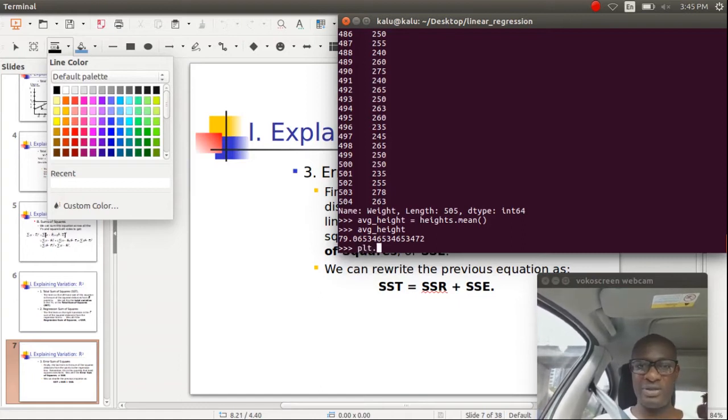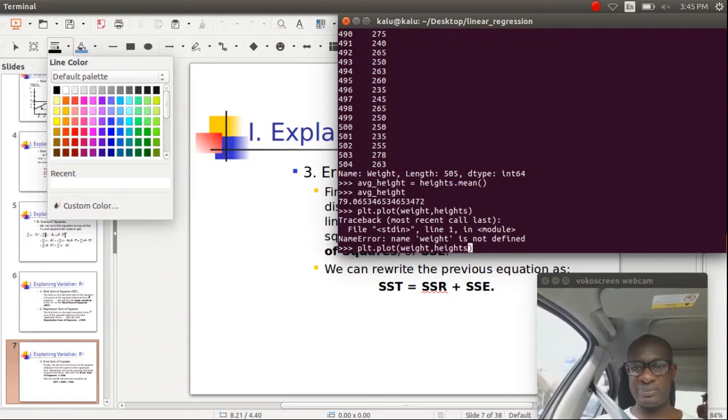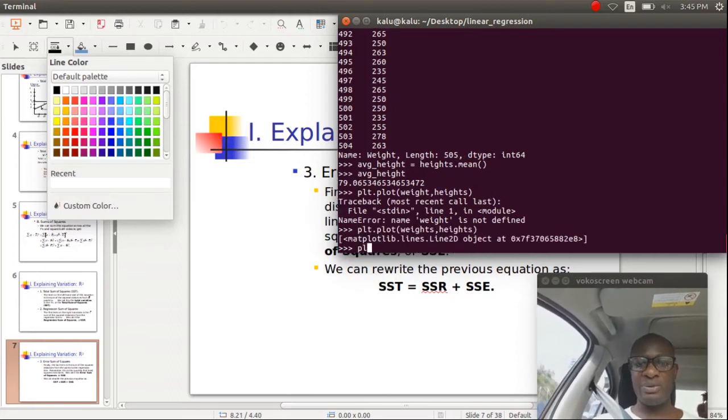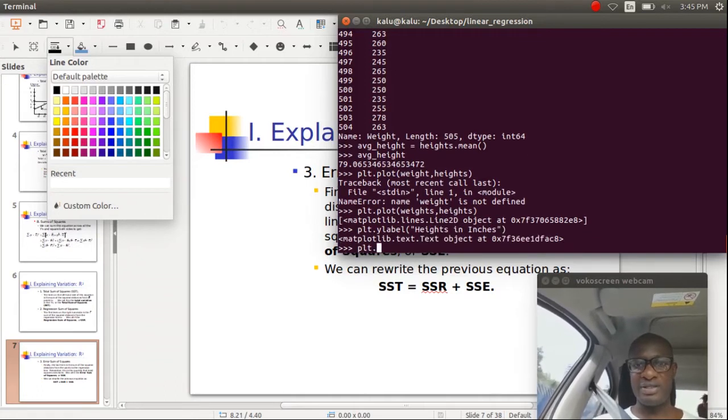So to do that, why don't we just do plt.plot. Let's do weights first because we want that to be our x-axis. Weights and heights, and then we want to do plt. Why don't we give it some labels? So ylabel is going to be heights in inches, and then plt.xlabel is going to be weights.